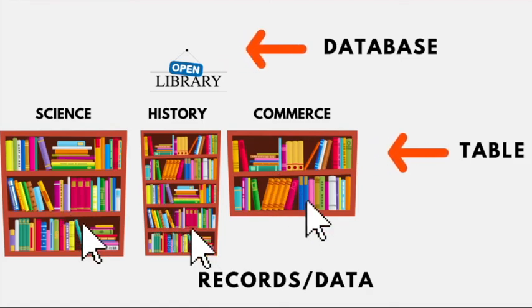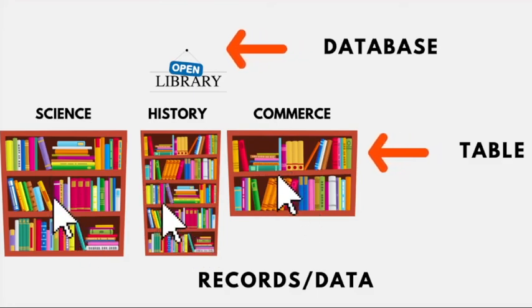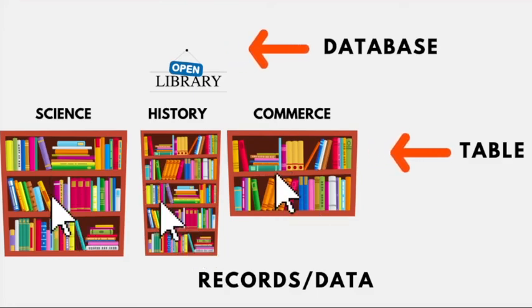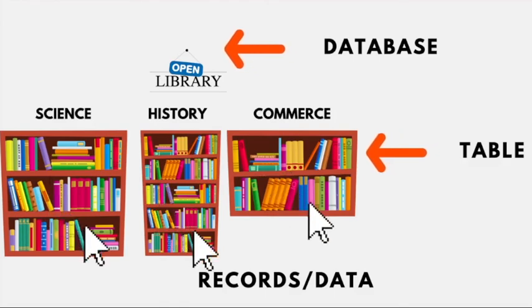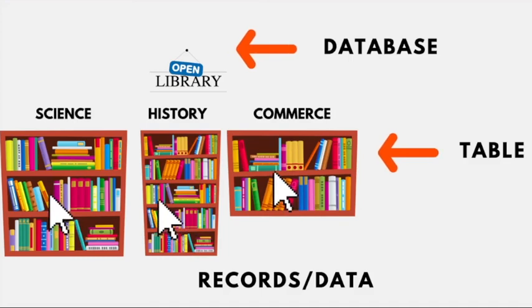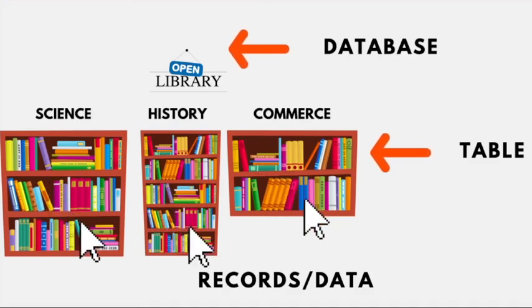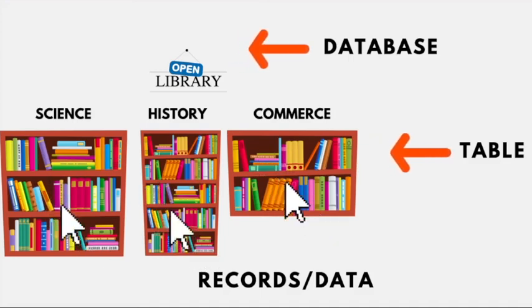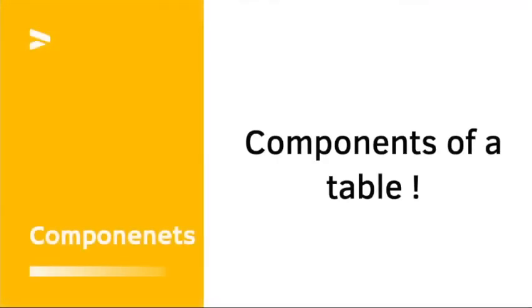So let's go back. If you assume your library is a database, your racks and shelves are your tables, and the books which are stacked inside are your data. Right? Now let's go and see the different components within a table.